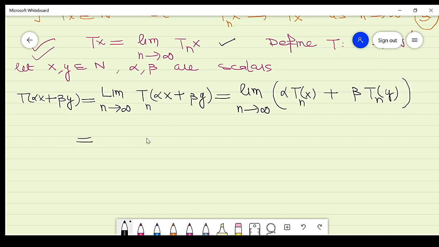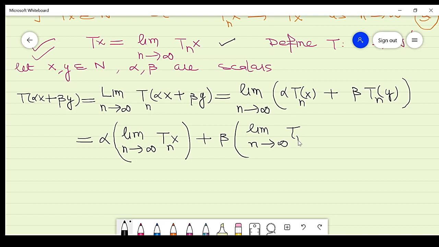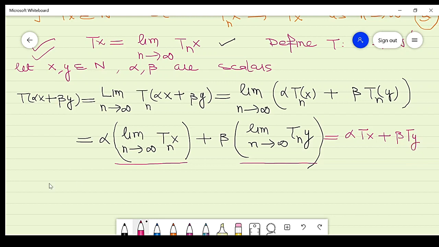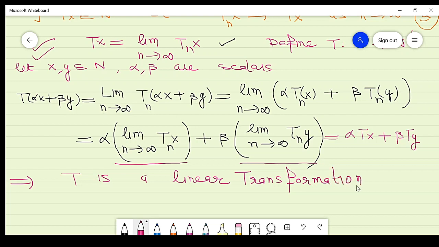So this value can be written as alpha limit n approaches infinity Tn x plus beta limit n approaches infinity Tn y. So what is this? It is T of x. What is this? It is T of y, by using this result. So this will become alpha Tx plus beta Ty. It implies T is a linear transformation. So it is our first part.